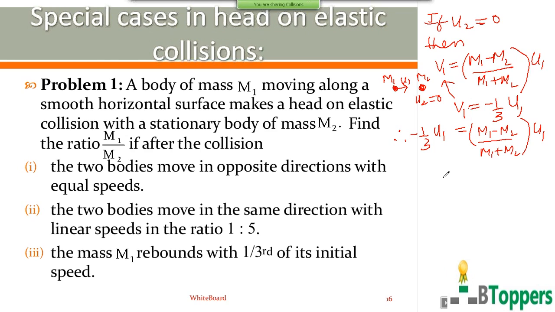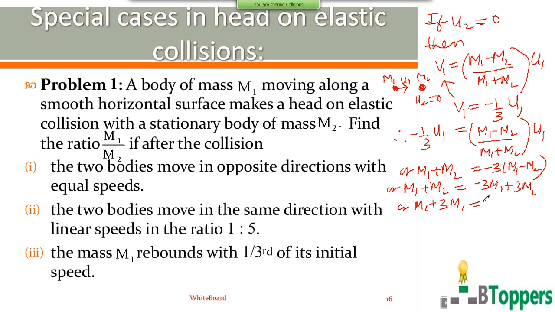So u1 gets cancelled. So you get m1 plus m2 equal to minus 3 times m1 minus m2, and you can find the ratio m1 by m2, which will be 1/2.